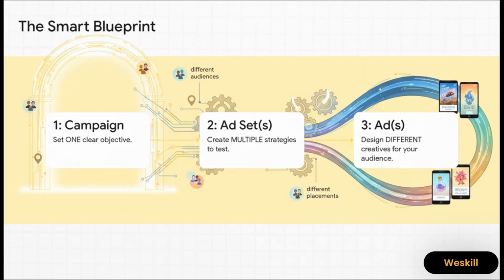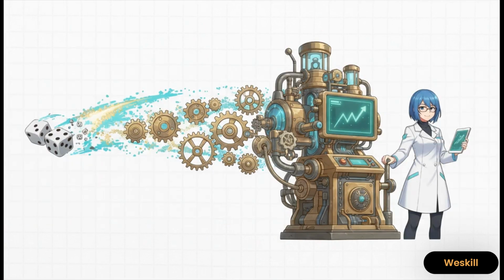So here's the formula. Step 1. In your campaign, you set one clear objective. Step 2. In your ad sets, you create multiple strategies to test against each other. And step 3. In your ads, you design different creatives for each of those audiences. This right here is what separates the professional advertisers from the beginner. And that's really the whole point.